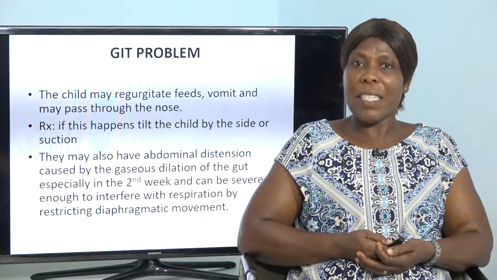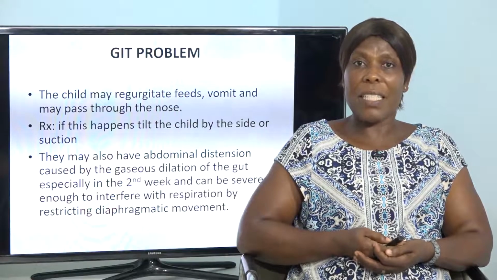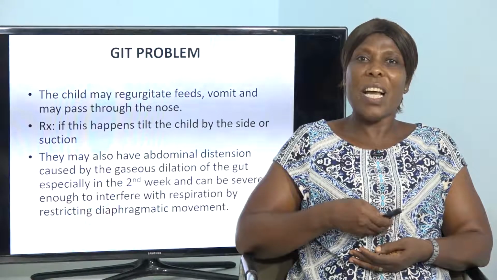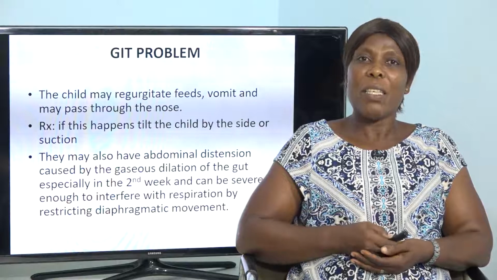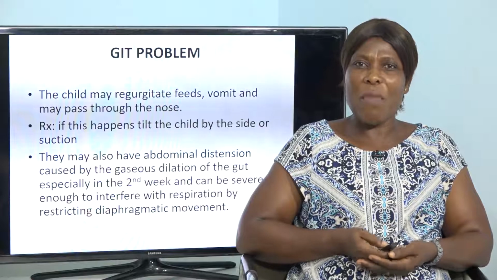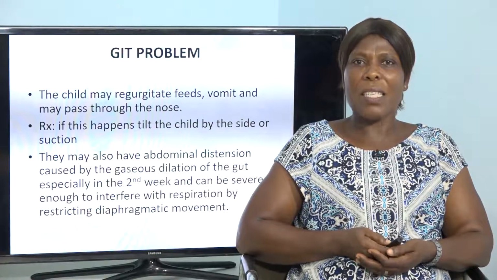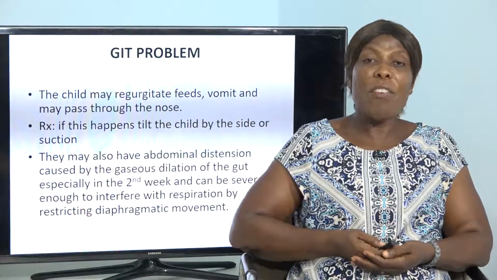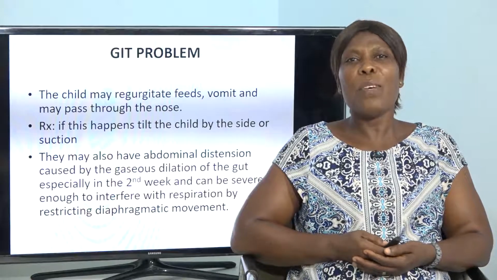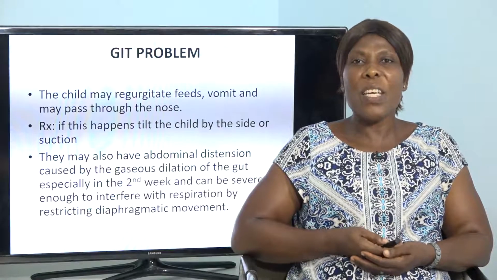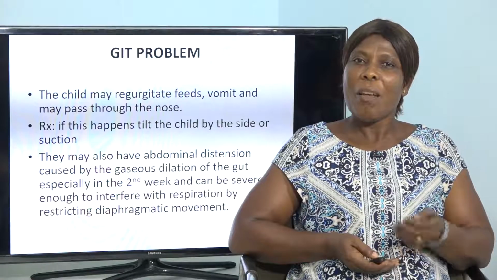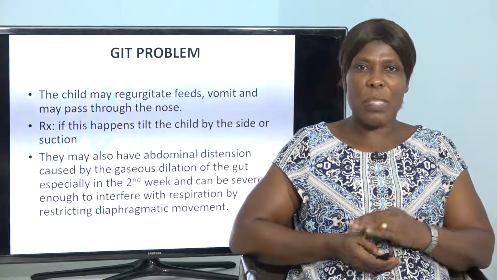The baby may regurgitate feed. And when I say regurgitate, some of them after feeding, they bring out the feed. And as they bring out the feed, they may aspirate with the feed. There are also vomitors. The baby may vomit and then may pass through the nose. And we normally see this even in full-term babies. Some of them, when they are feeding, they overfeed and then they vomit. And as they vomit, you see some of the feeds passing through their nose.